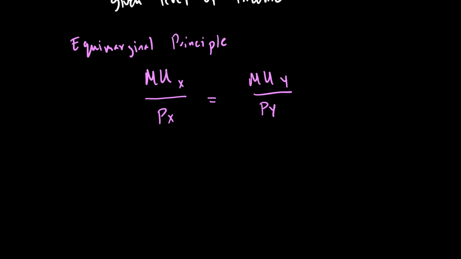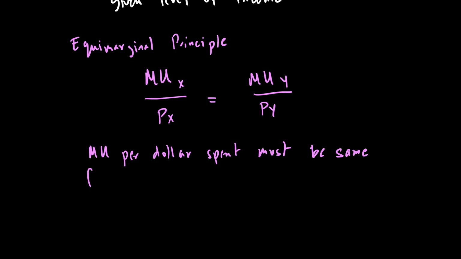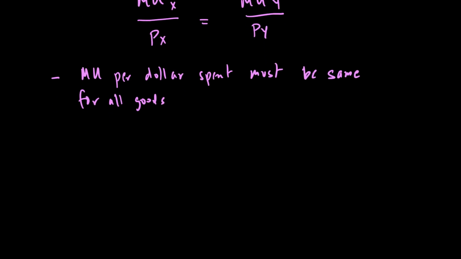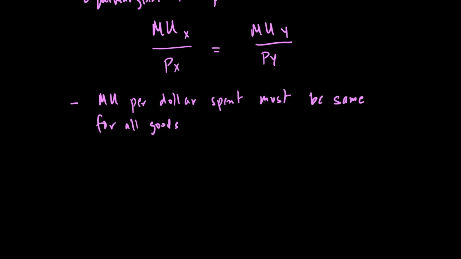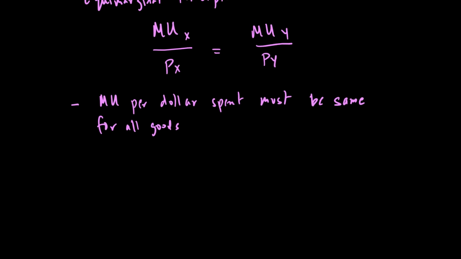Now, what do we mean by MU of X over price of X? It means that marginal utility per dollar spent must be the same for all goods. Because if it's the same for all goods, then automatically we are maximizing our total utility. Why is that the case? I'm going to show you through an example.